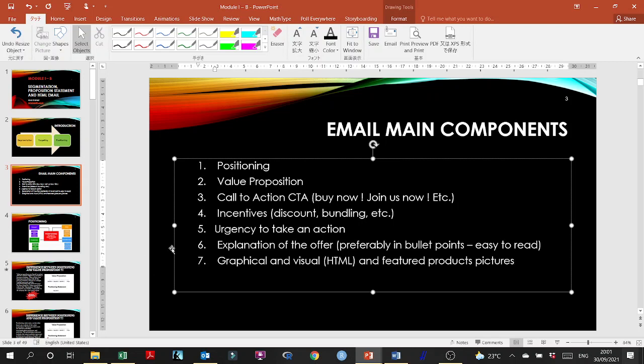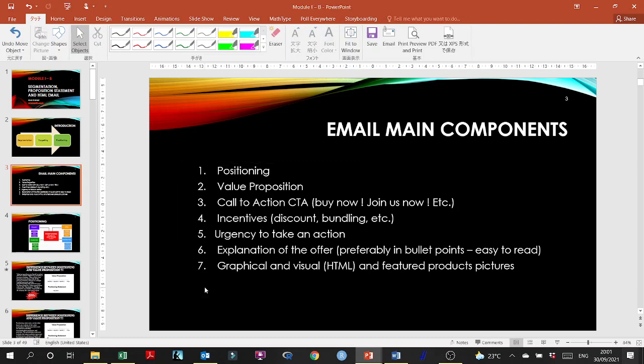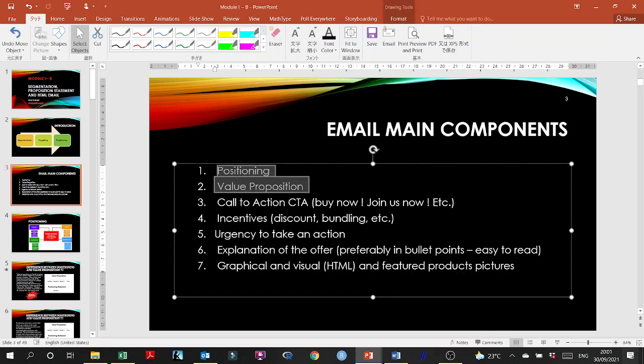Now that you know these are the basic components, if you have any suggestions, share them with us in class. The first thing I'm going to ask you on Tuesday is to discuss this a little bit and see what you can add to my list, because this is a list that I compiled together. Let me talk to you a little bit about these two concepts, positioning and value proposition.